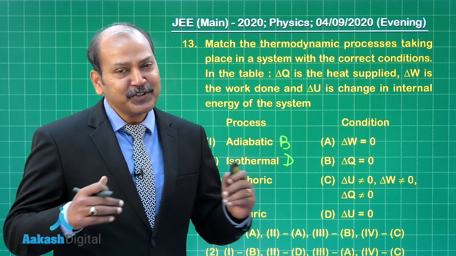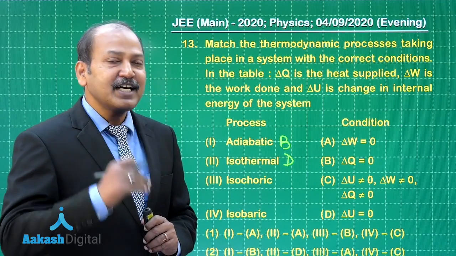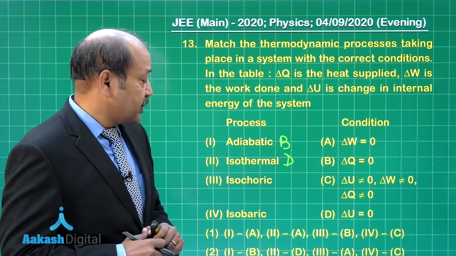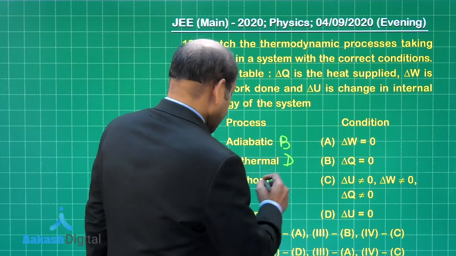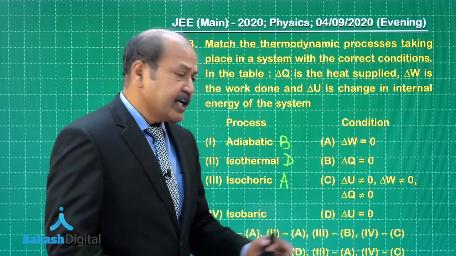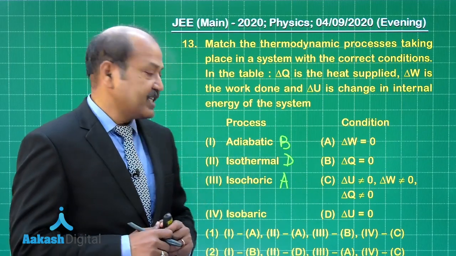Coming to the isochoric process now, we know that the volume is constant and the work done is 0. So, delta W is 0 for the isochoric process, which means for 3 A is a correct match, and again other entries do not really match as far as the isochoric process is concerned.